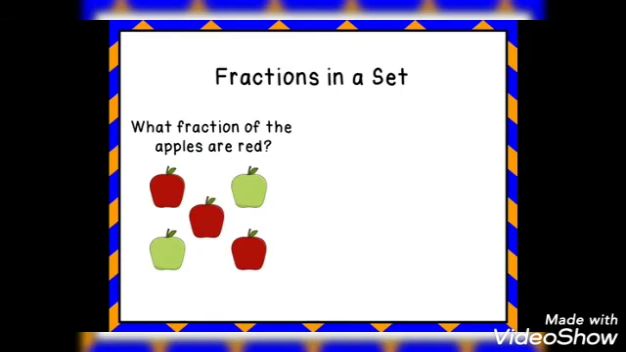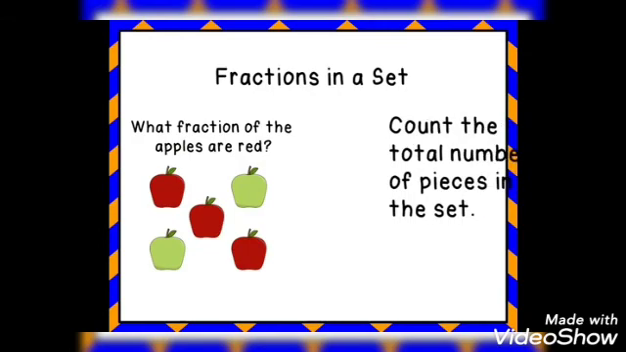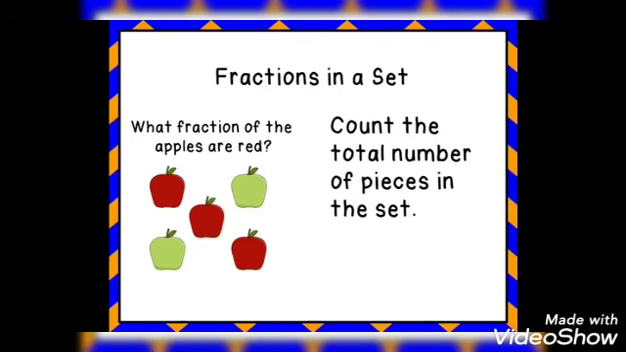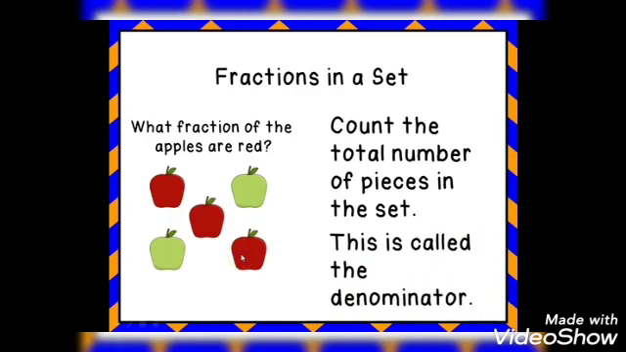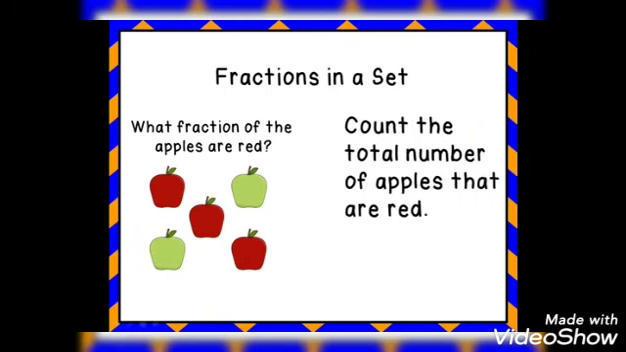Now we will discuss fractions in a set. What fraction of the apples are red? So here first we will have to count the total number of pieces in the set. So it is a set of apples. So what is the total number? 1, 2, 3, 4, 5. So this is called the denominator. So the total number is called the denominator.